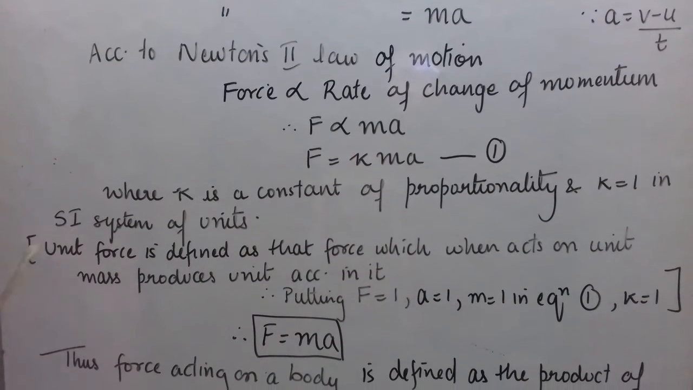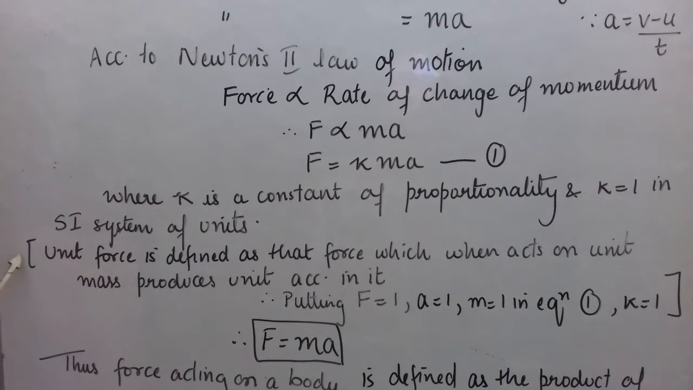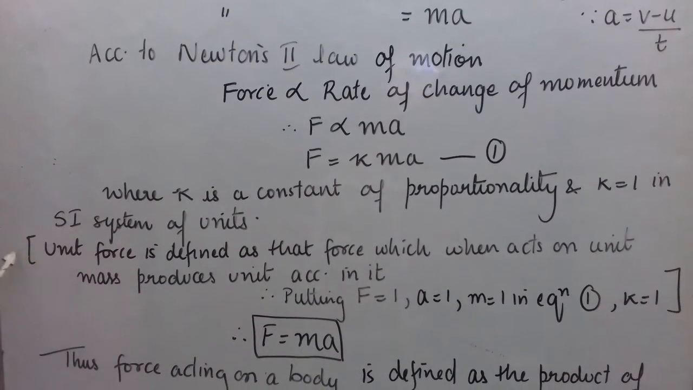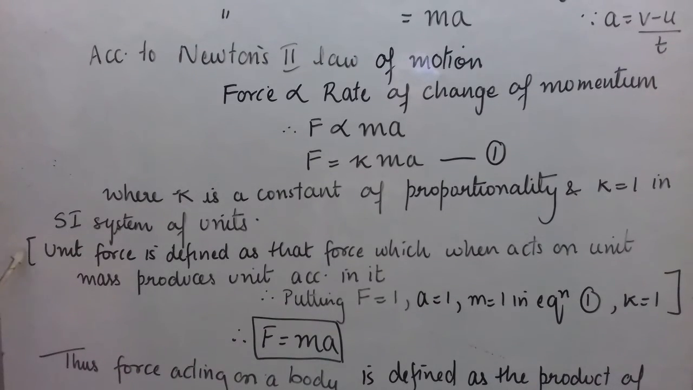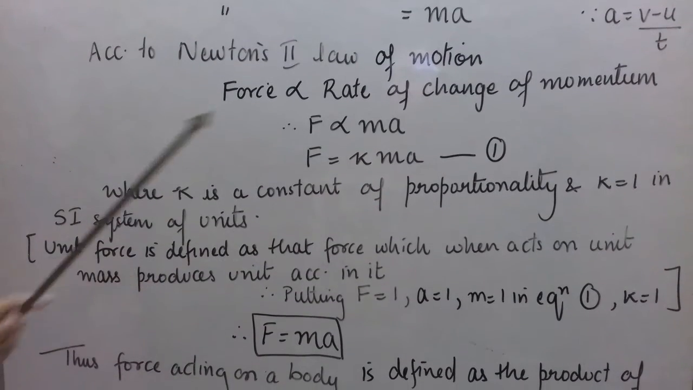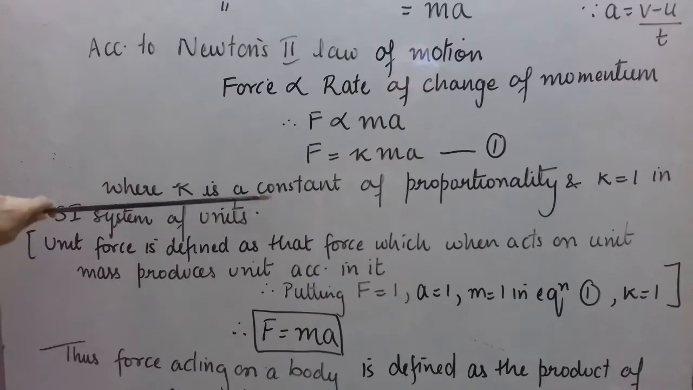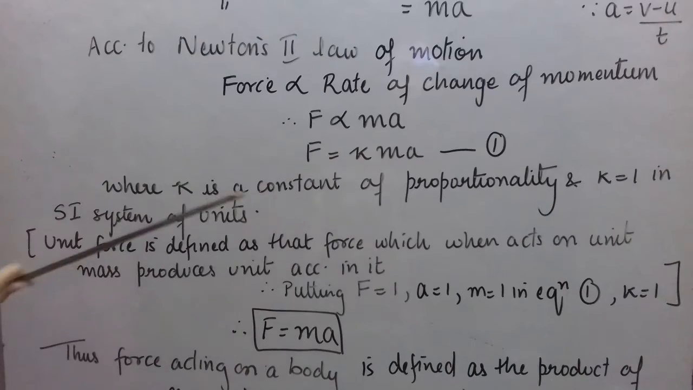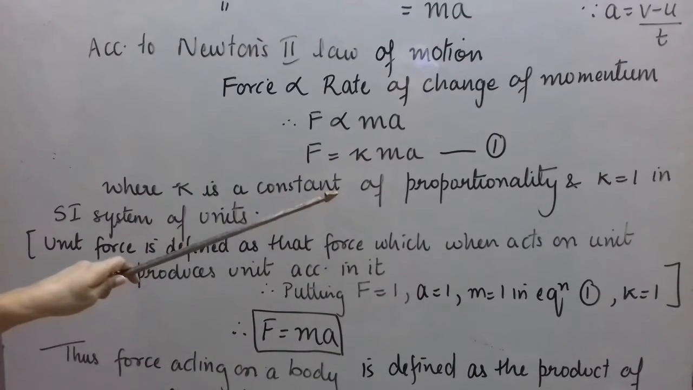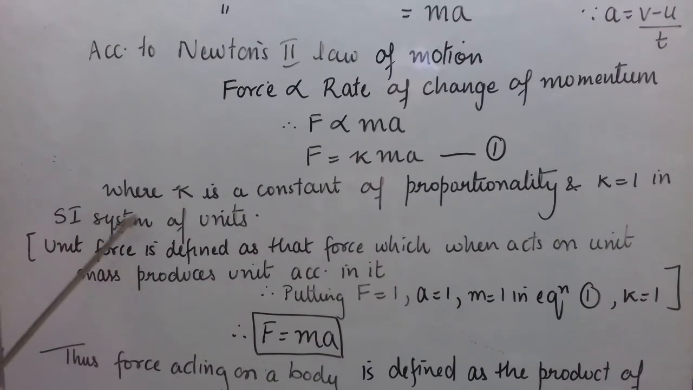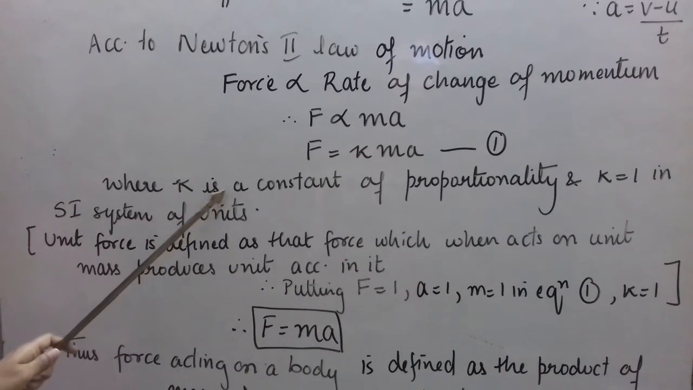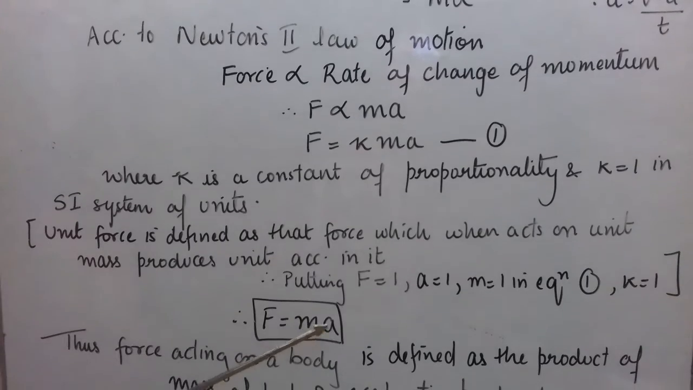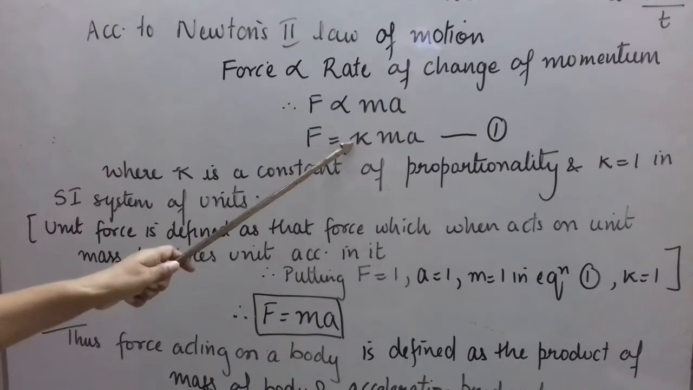I have written this in brackets because while writing the derivation, it is not necessary that you write this. If you wish, you can mention it, but at least you should know how K is taken to be equal to 1. After this step, you can just write: F is equal to KMA, where K is a constant of proportionality and it is equal to 1 in SI system of units. So now putting the value of K in equation 1, we get F is equal to MA, because K is now 1.